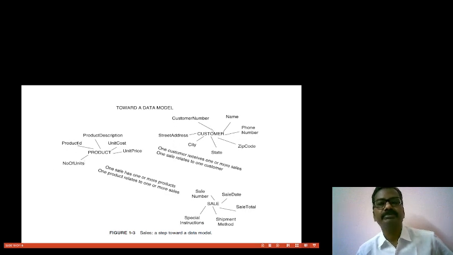Next, customers. A customer has a name, phone number, pin code or zip code, state, city in which he is located, street address and so on. One customer receives one or more sales, and one sale relates to one customer. Next, sale. How to represent the sales? We have the sale number, sale date, sale total, shipment method, and so on.